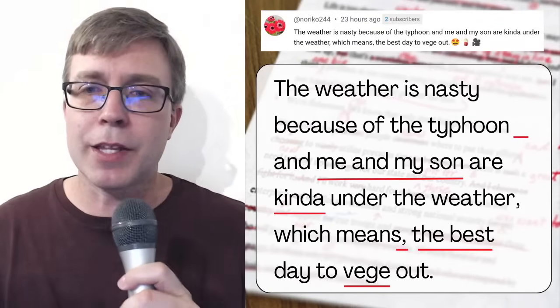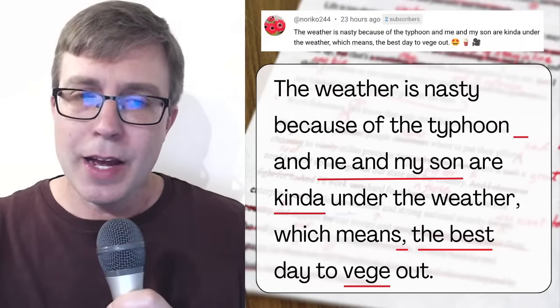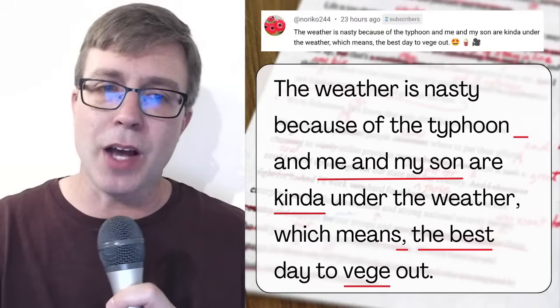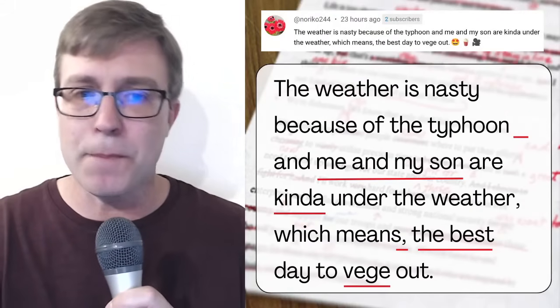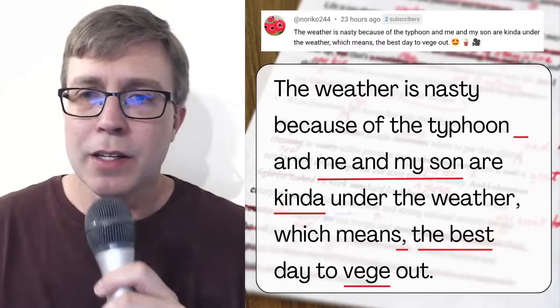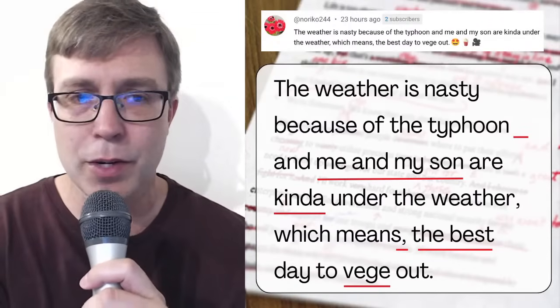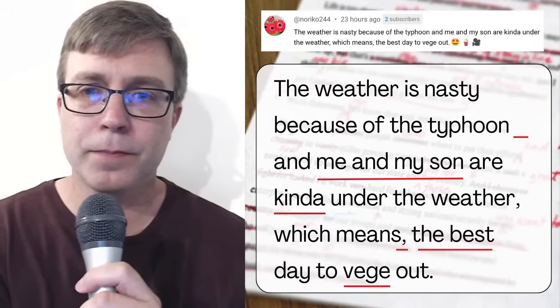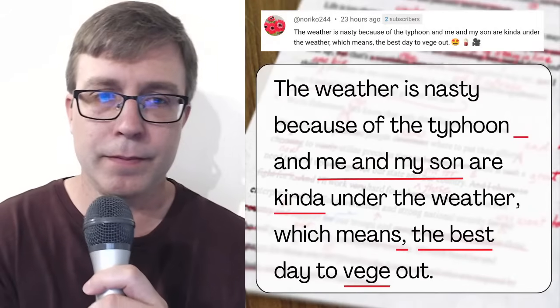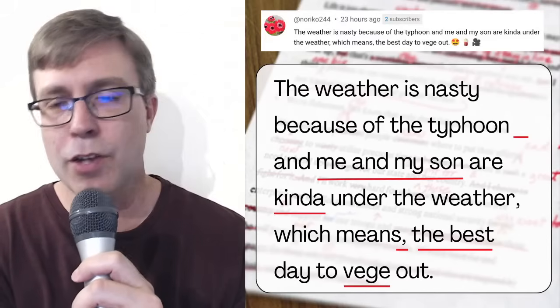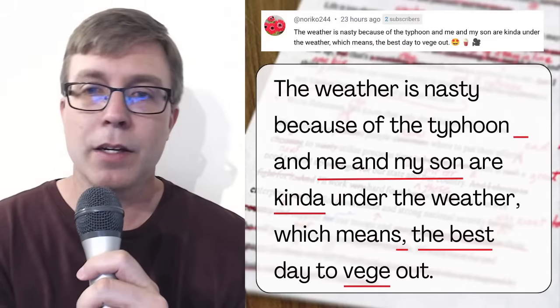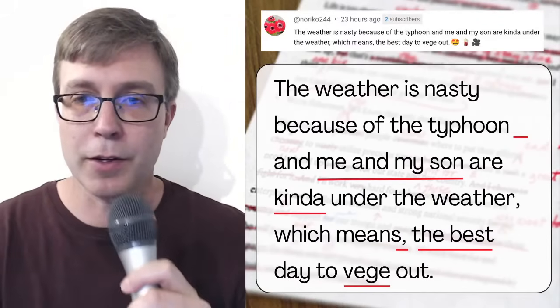So let's just start with, I think you can see with some of those underlines, the small ones, there are some punctuation things, but let's start with this. Me and my son, what do you think? What would you change that to, as well as kinda? Let's start with those two. Me and my son are kinda under the weather.